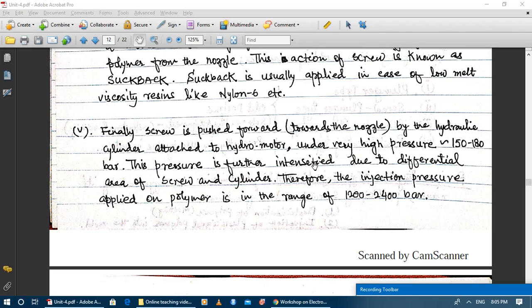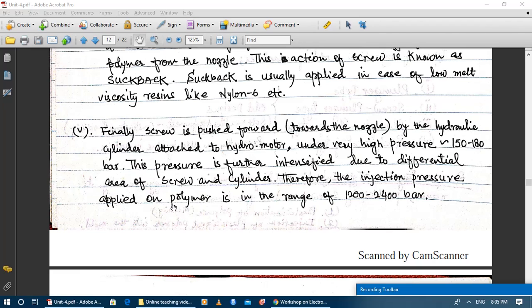This pressure is further intensified due to differential area of the screw and cylinder, because the area of the hydraulic cylinder is much larger, at least 10 times larger than the cross-sectional area of the screw. So the pressure of 150 bar will be intensified 10 times. It will become something like 1500 bar or 1800 bar injection pressure that will exert on the molten polymer.